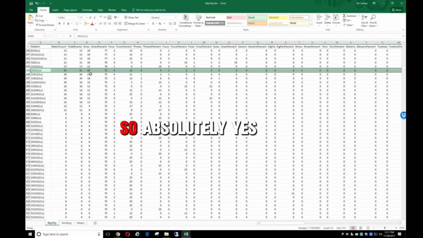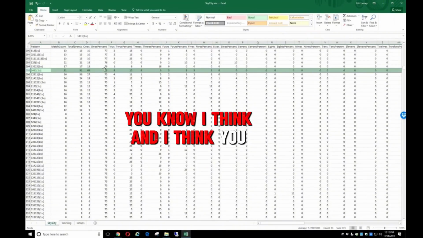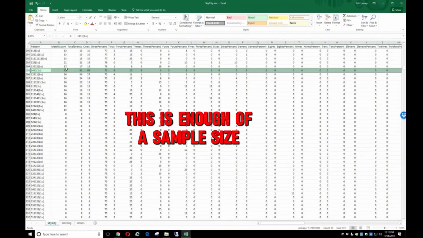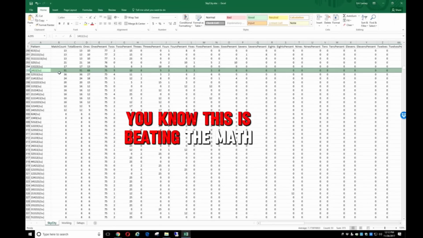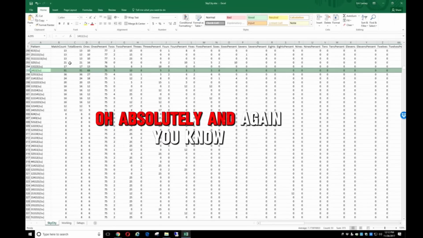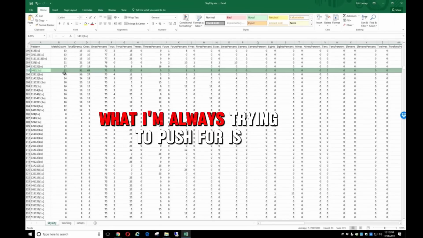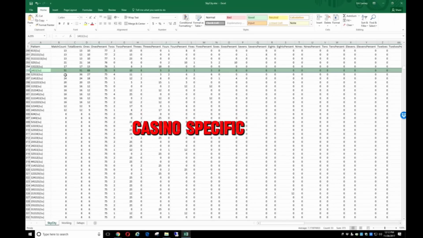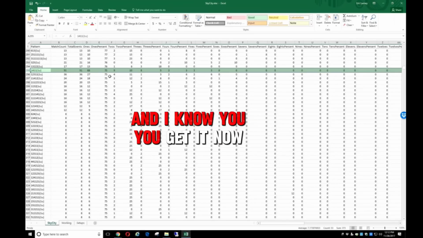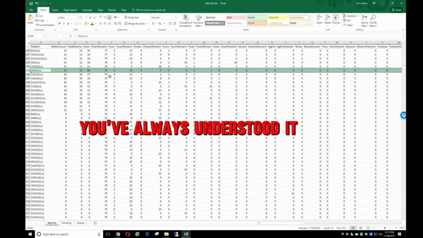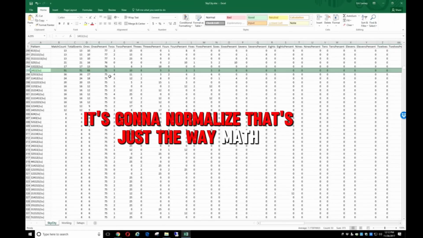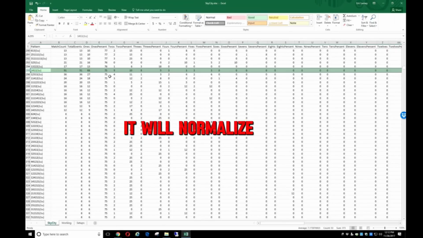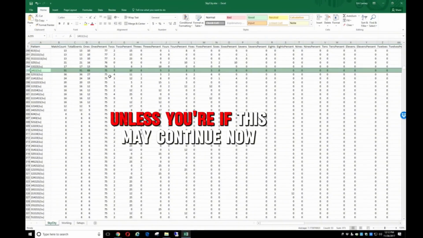Yeah, absolutely. I think this is enough of a sample size to say, hey, this is beating the math. Oh, absolutely. And again, that's what I'm always trying to push for, which is casino specific. And I know you get it now too. Well, you've always understood it, but if the sample size is too big, it's going to normalize. That's just the way math is. It will normalize.